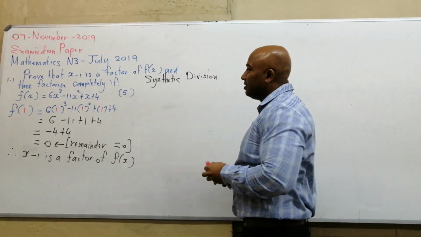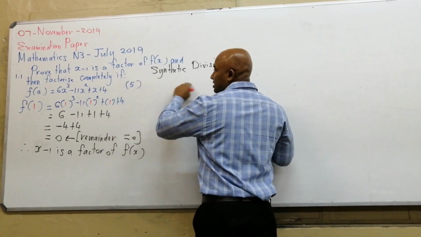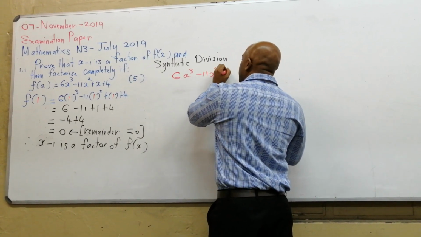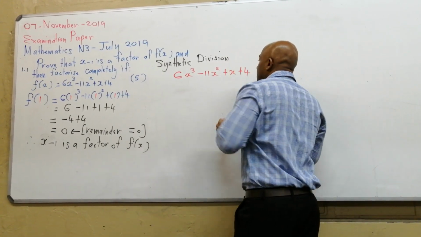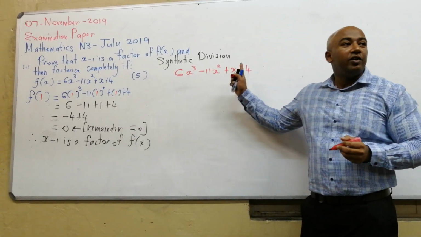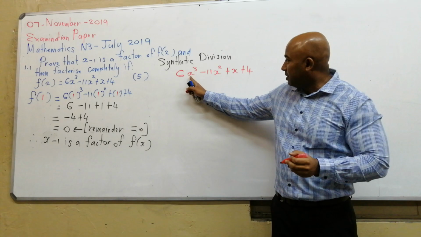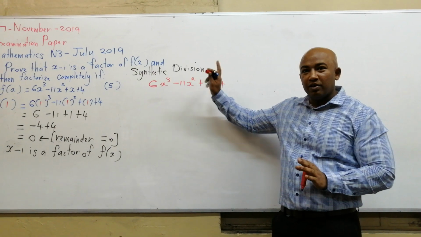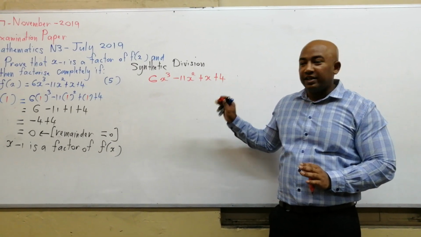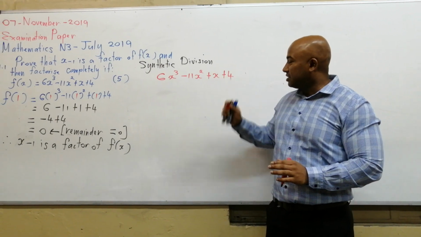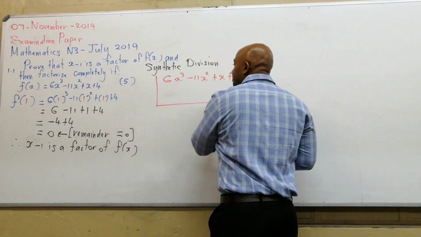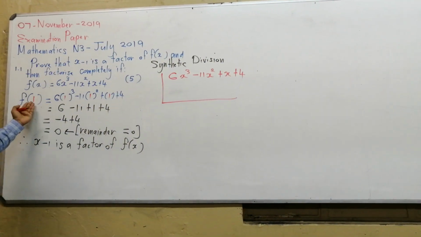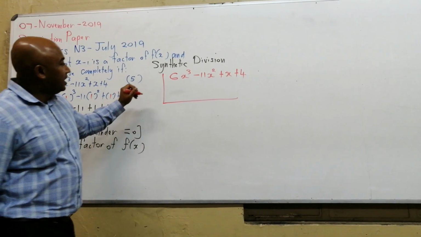For synthetic division, you write down your f of x here. We have our 6x cubed minus 11x squared plus x plus 4, but we only focus on the coefficients. We have x to the power 3, x to the power 2, and it must be written in order from highest power of x to lowest power of x. So we have 3, 2, 1, and this is x to the power 0. What is the number that we're going to use? It's 1. So we have our 1 here.